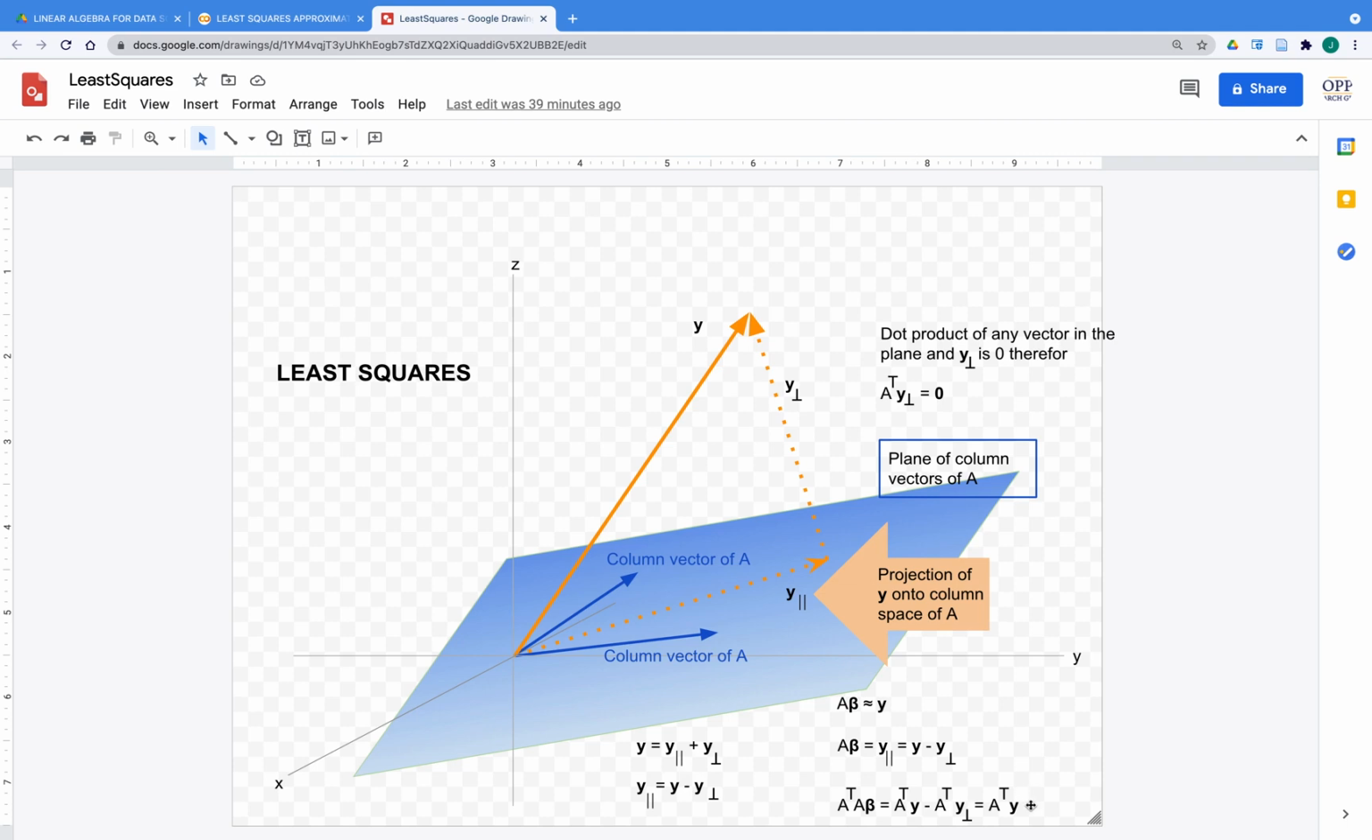So I can attack this problem, and I don't even need the perpendicular component. I don't need the component that's in the plane. I just need y, and that's what I was given. I don't have to care about those things. It's this magic of left multiplying by the transpose. So let's get back to the problem.